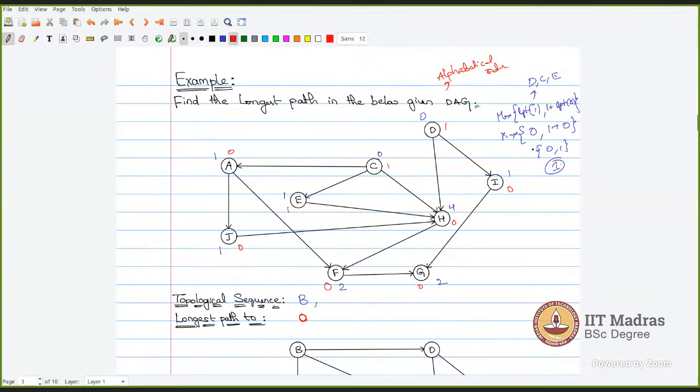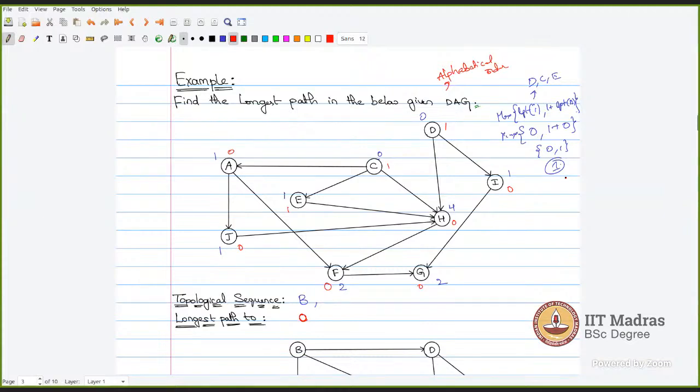If in the question the alphabetical order is not given, then we compute both of them. First we take D or the other. While you remove D, that is one possible topological sequence. While you remove C, that will be another topological sequence possible. So you can have more than one topological sequence. Usually we will mention it.